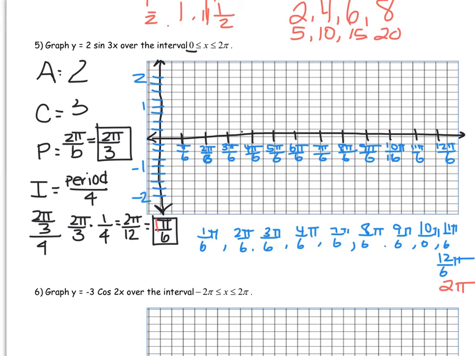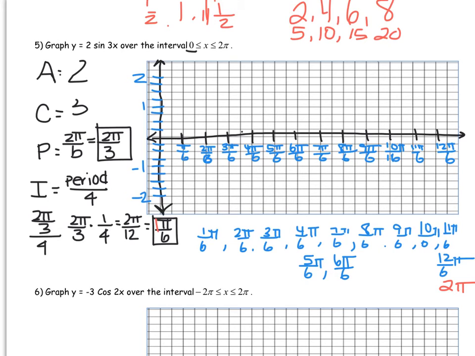It looks like I must have missed my counting. Let's see, 1, 2, 3, 4. Whoops, I missed 5 and 6. I don't know, don't ask me how I went from 4 pi over 6 to 7 pi over 6. So in here I needed a 5 pi over 6 and a 6 pi over 6. So we need 12 tick marks.